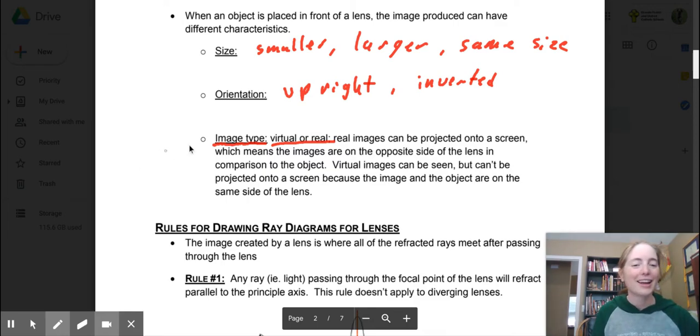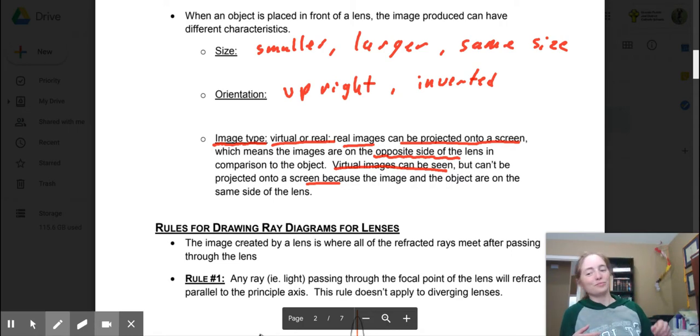So have a look at that. And it did a really, really good job of explaining the difference, if this brief explanation doesn't quite make sense for you. A real image can be projected onto a screen because it's on the opposite side of a lens in comparison to an object. Whereas a virtual image, you can see it, but you can't put it onto a screen because it's on the same side as an object.